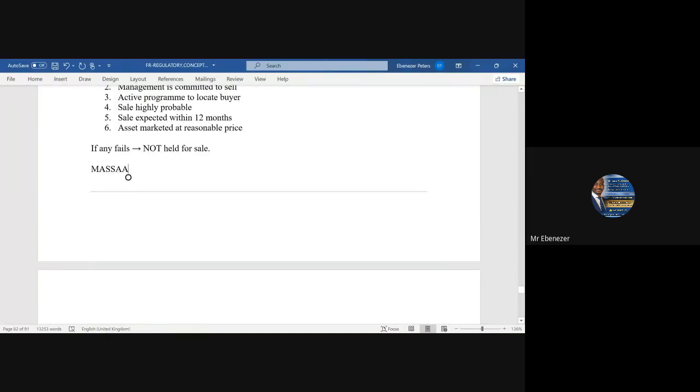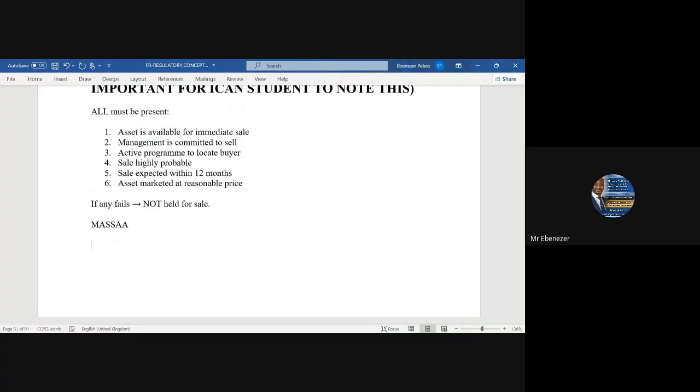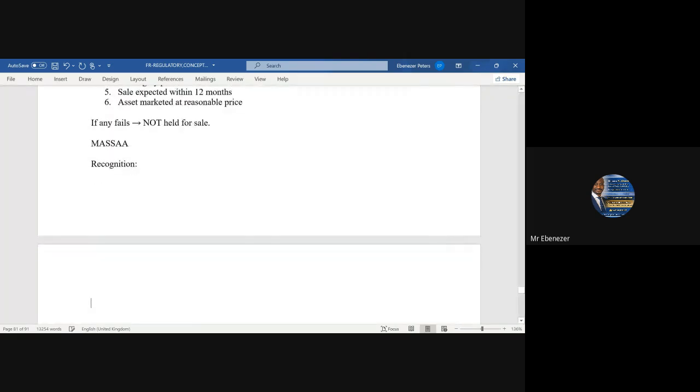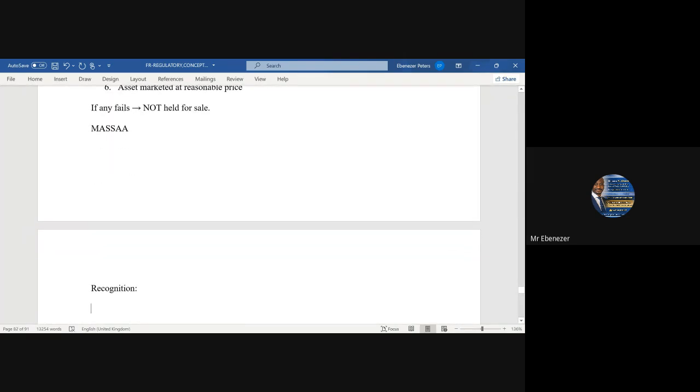And the recognition is that once all of these conditions are fully met, the MASA conditions must be met. So what? Recognize held for sale in the financial statement. So it's as simple as that. Please take note of that. So all of those conditions must be met.